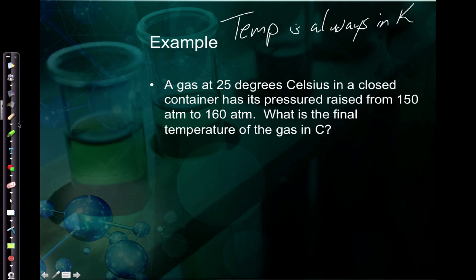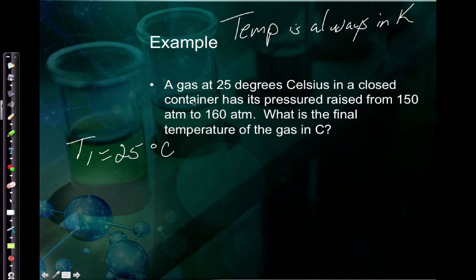All right, so first thing you do, pull out all of the variables. So figure out what was given to you in the problem and what you're looking for. So it says a gas at 25 degrees Celsius. So I have a temperature. And it looks like I'm looking for the new temperature, the final temperature. So I have the initial temperature here.